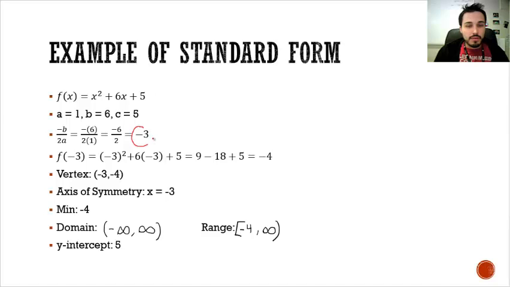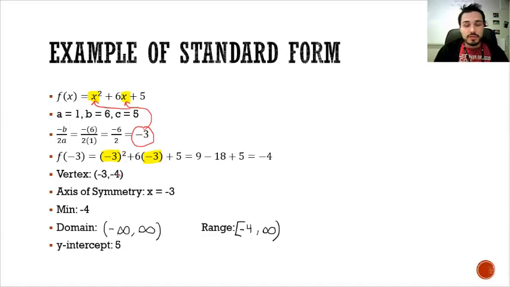But now I'm going to take this negative 3 and plug it in anywhere I see an x, which is what we see right here. I plugged in negative 3 for the x here, and I plugged in negative 3 for the x here. Square that, you get 9. 6 times negative 3 is negative 18. Subtract all that mess and you get negative 4. So the vertex is negative 3, negative 4.